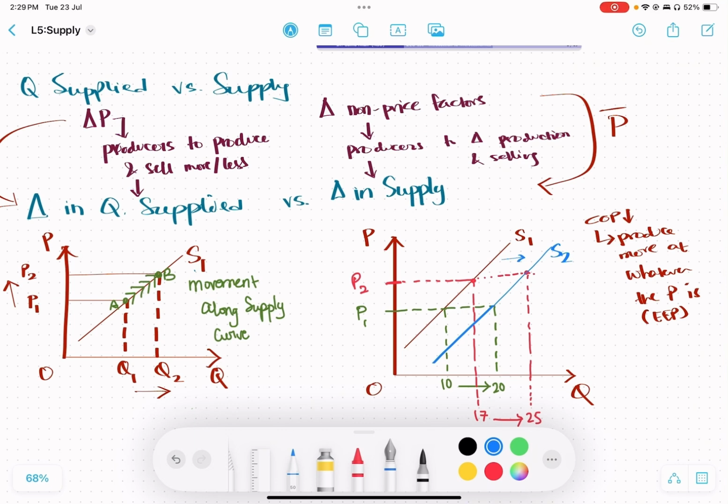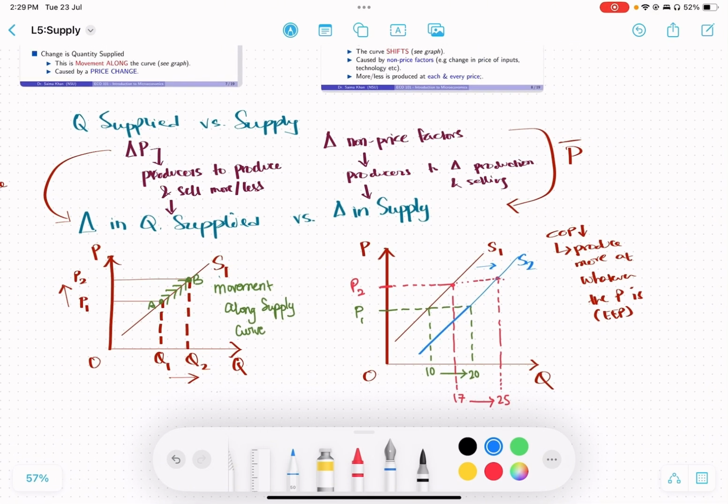All right. And with that, we end our discussion on the difference between what we mean when we say a change in quantity supplied versus what we mean when we say there has been a change in supply.